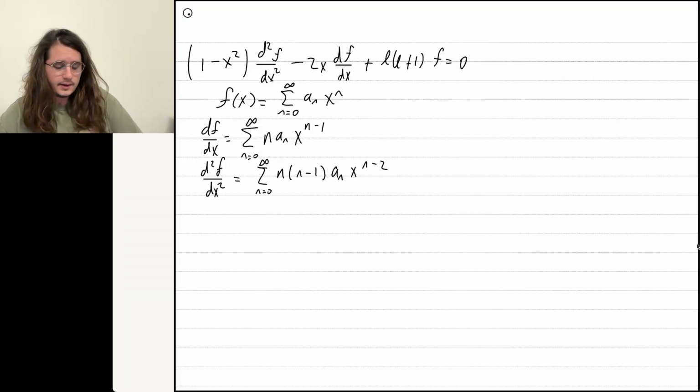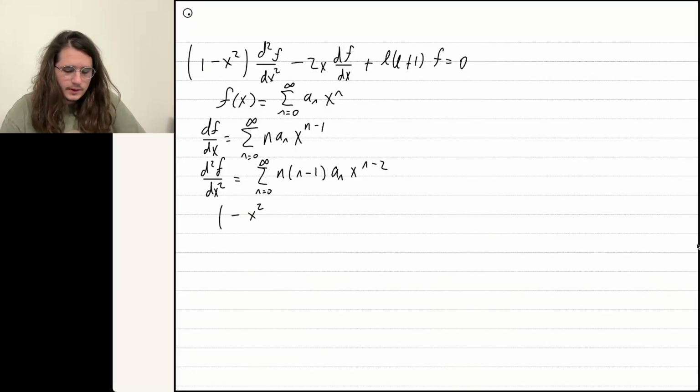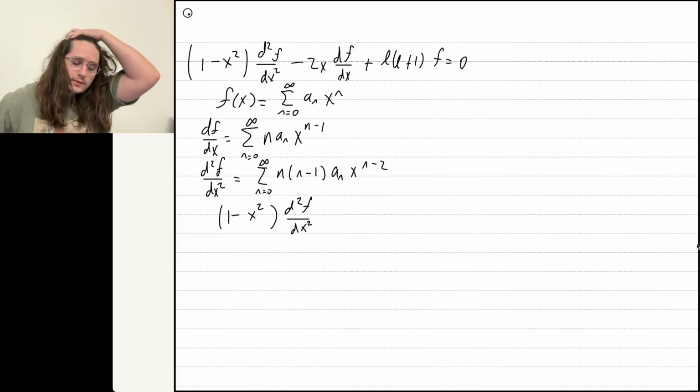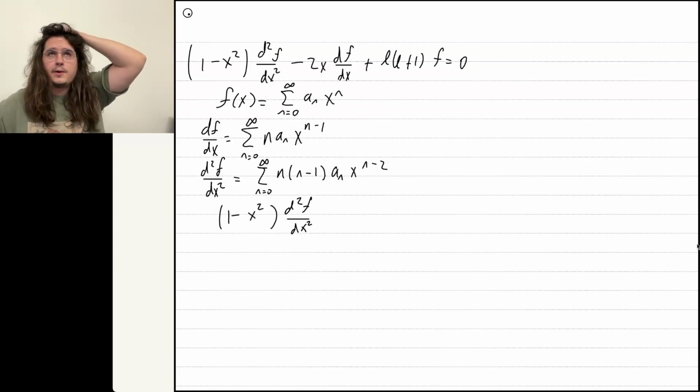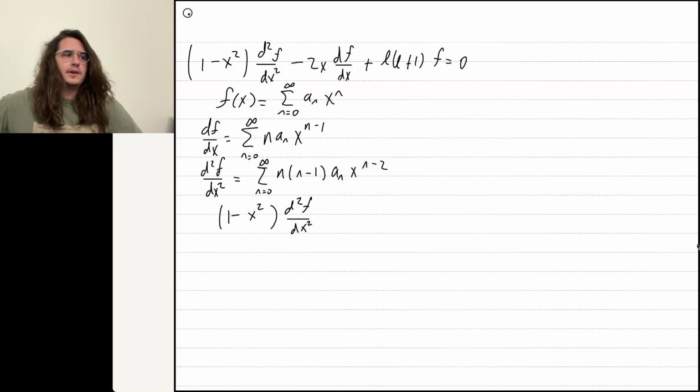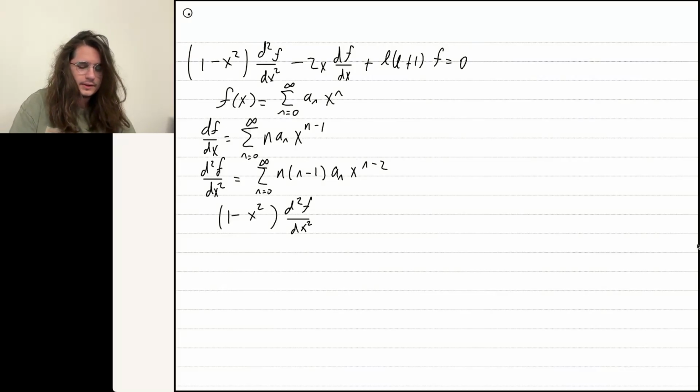Now, the problem is that we have to evaluate the term (1 minus x squared) d squared f dx squared. So we want everything in the differential equation to be in powers of x to the n, not have any other terms, otherwise we won't be able to cancel anything out. So we're going to have to find a different way to put d squared f dx squared. And I'm going to claim some pretty wild things, so buckle your seatbelts.